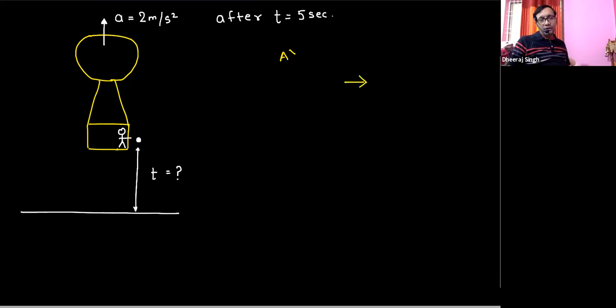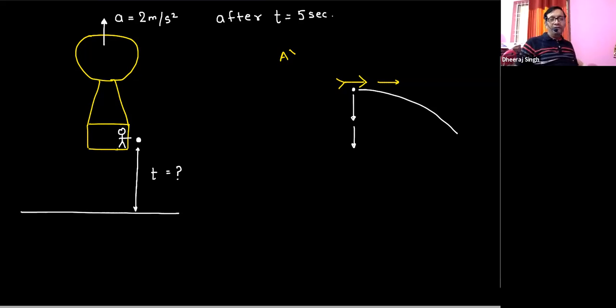The situation is like this. Suppose there is a plane that is moving forward. You drop something, it will not have zero velocity. If it had zero velocity, it would drop vertically down. It has the velocity of the aircraft. That is why it goes like that. Same thing here also. So after 5 seconds, when I drop the ball, the velocity of the ball is the velocity of the balloon.